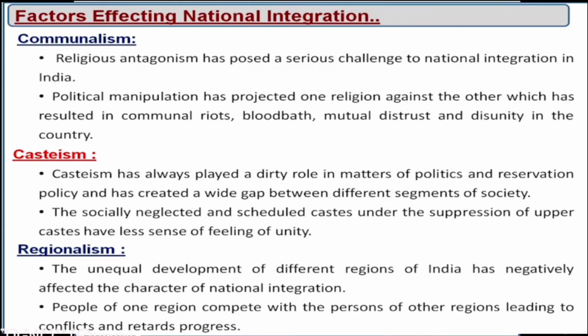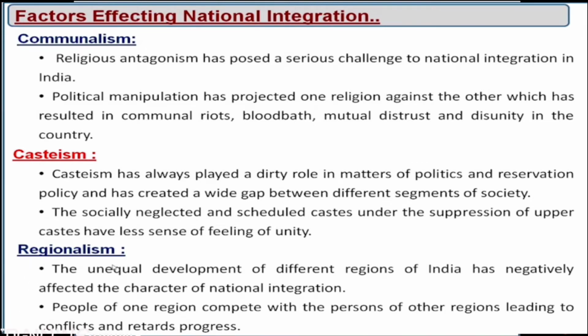Unfortunately, the caste system has been recognized by the framers of the constitution by providing a protective discrimination to scheduled castes and scheduled tribes. The socially neglected and scheduled castes under the suppression of upper castes have less feeling of unity. Thus, unity and integrity has become a challenging dream in a caste-ridden society.